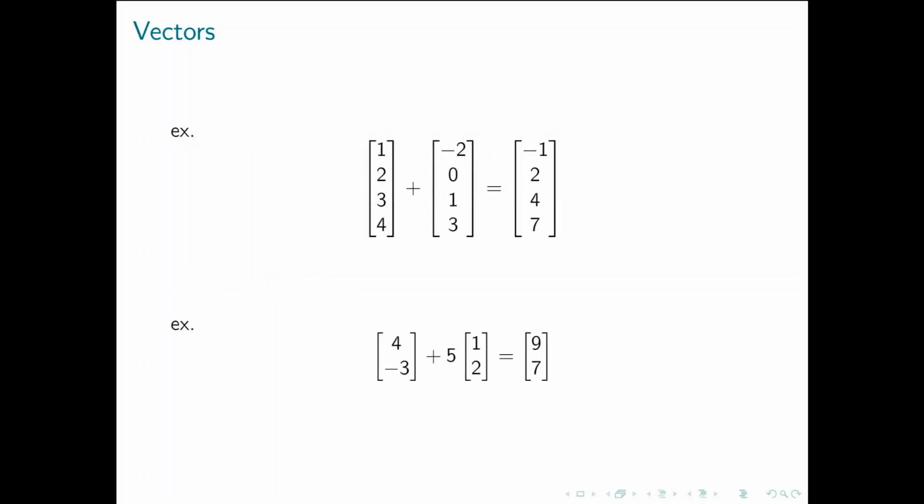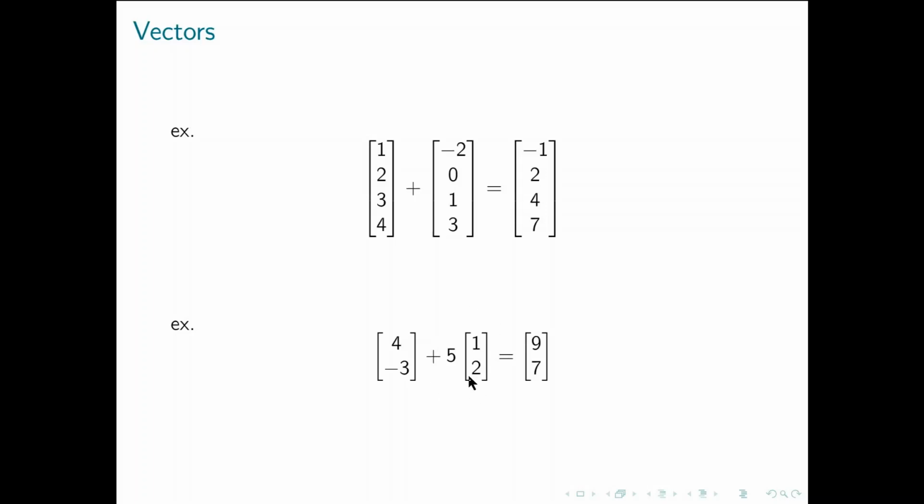So here's an example. I have two 4-dimensional vectors, and when I add these two vectors, I just add the corresponding components, right? How did I get this first entry, -1? I said 1 plus -2, and that's -1. 2 plus 0 is 2, 3 plus 1 is 4, 4 plus 3 is 7, and that's how I did this vector addition. I could also do addition and scalar multiplication together. So the first thing I do is I deal with this term with the scalar multiple.